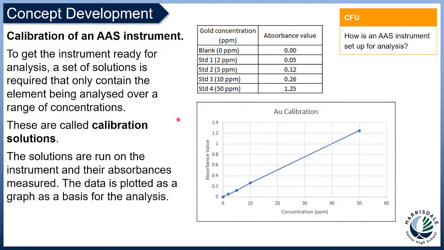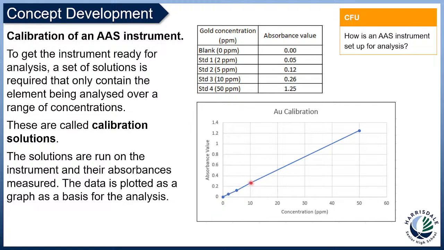So for gold calibration solutions, you will take a known concentration. You know for a fact that a certain solution has 10 parts per million of gold. Back up here in the table, obviously if it's blank and it doesn't have any gold, you're going to get an absorbance value of 0. Then you have 2 parts per million, 5, 10, and 50. Those numbers are just arbitrary. You don't have to use those exact numbers, but they're there to be used.